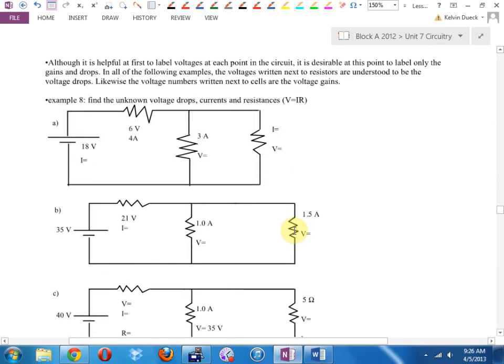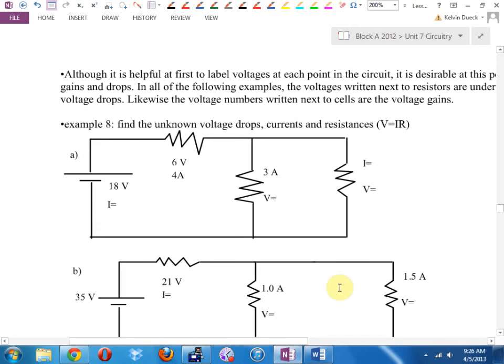Although it's helpful at first to label the voltages at each point in the circuit, we're going to stop. We're now only going to label the battery and resistors, nothing else. So, boys and girls, let's analyze our first circuit. Example 8 says, find the unknown voltage drops and currents and resistances by using V equals I times R.